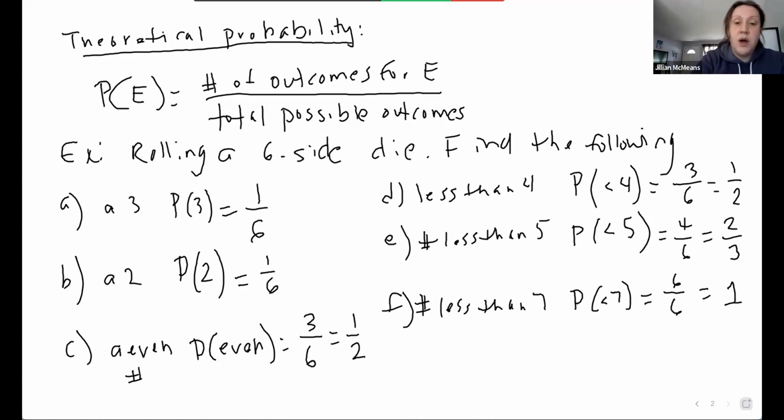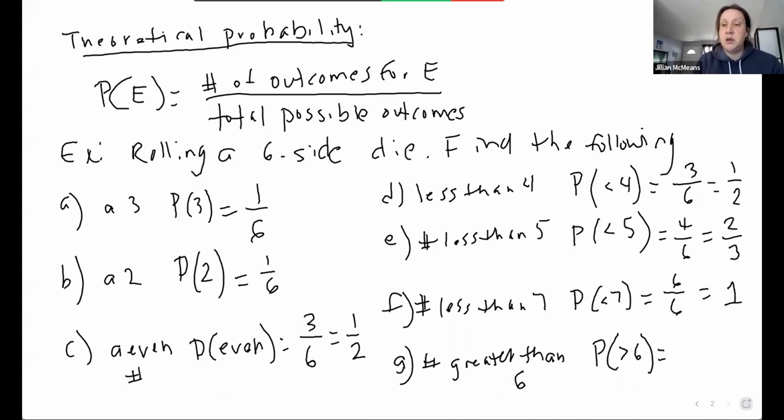Okay. Now, what if I did one more example? This is not on the worksheet, but let's just pretend. What if I did a number greater than 6? Well, that would be P of greater than 6. How many numbers on a fair six-sided die are greater than 6? None of them, because the options are 1, 2, 3, 4, 5, and 6. So we would get 0 out of 6, or a probability of 0.